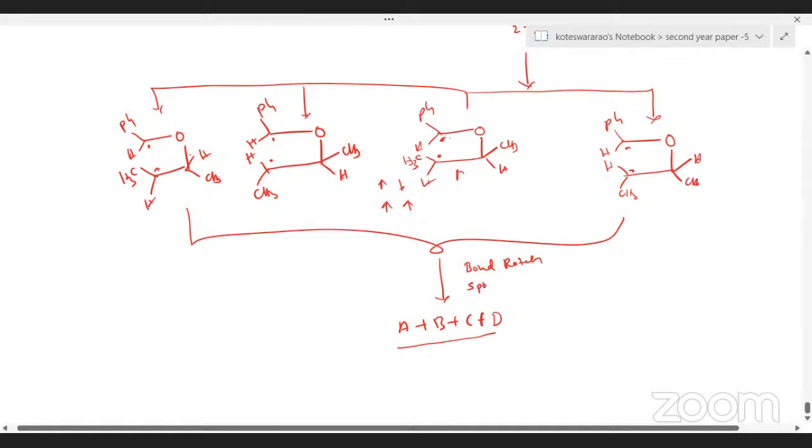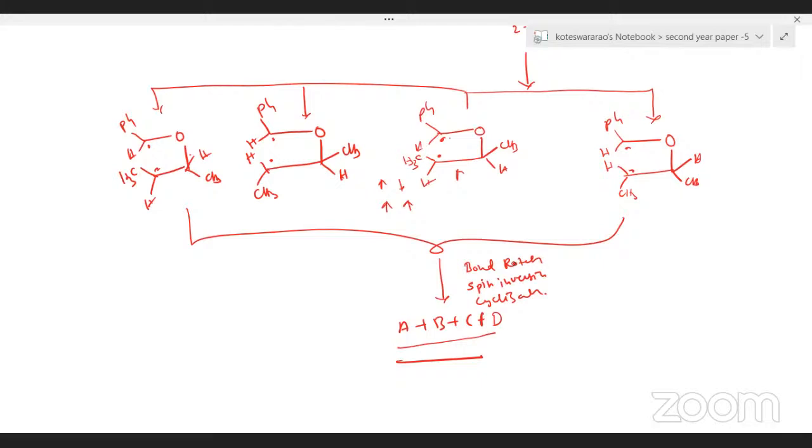Therefore, it participates in the spin inversion, and later it undergoes the cyclization. These three steps are involved. These three steps can lead to the formation of four products, even though we are taking the cis isomer only, or the trans isomer only, in the reaction. This is the stereochemistry of the Paterno-Buchi reaction.